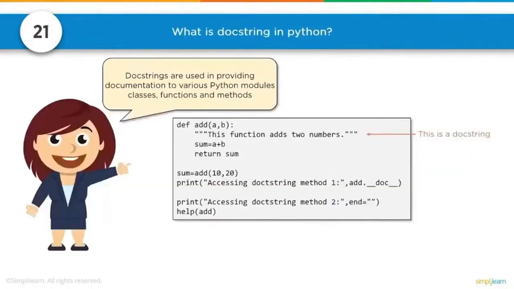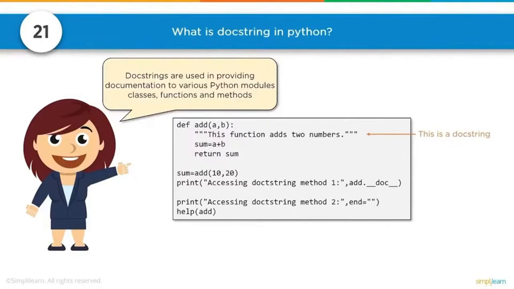What is a docstring in Python? Docstrings are used in providing documentation to various Python modules, classes, functions, and methods. And so you can see here we have def for our function, add_ab, and this is a docstring. We have the triple quotes on there. You can add carriage returns in that so that you can go multiple lines. And it says this function adds 2 numbers. And then sum_ab returns the sum.